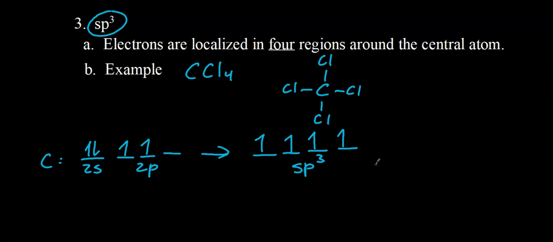Carbon then will distribute its 4 valence electrons to those 4 sp3 hybrid orbitals. Carbon now has 4 half-filled orbitals it can use to form 4 covalent bonds. So look at the number of electron groups around the central atom. That will tell you how many hybrid orbitals the central atom needs to form. And then that will help you then to determine what type of hybrid orbitals form.